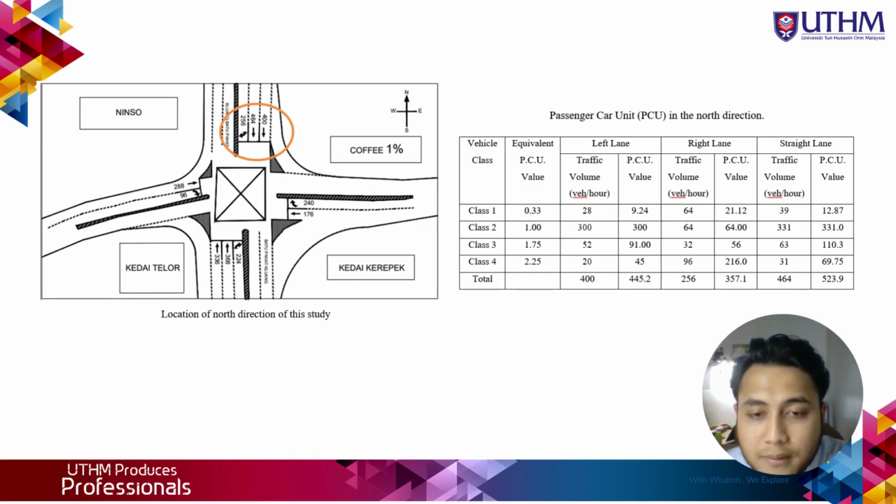Our journey begins in the north direction at Jalan Kuang. Here we observe the traffic flow in three lanes: left, right, and straight. The numbers tell a story. By calculating the passenger car unit (PCU), we get a clearer picture. The PCU accounts for the varying impact of vehicle classes in the north direction. The total PCU sums up to 523, reflecting the overall load on the intersection.